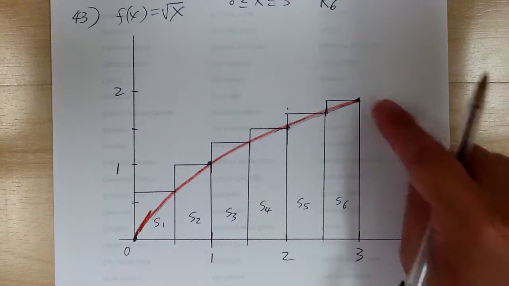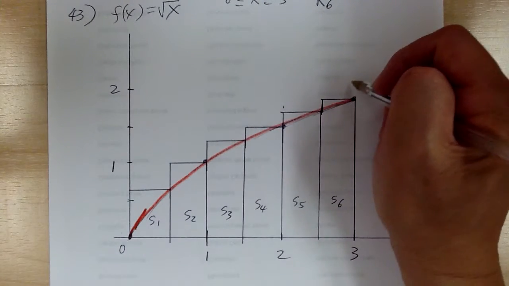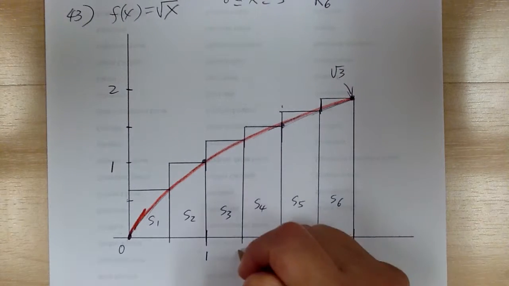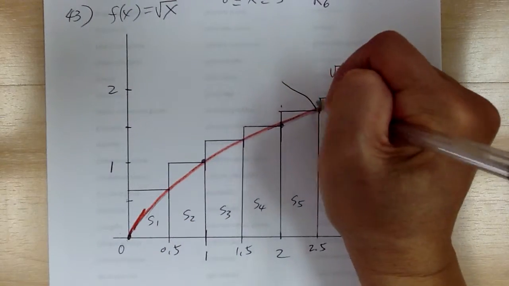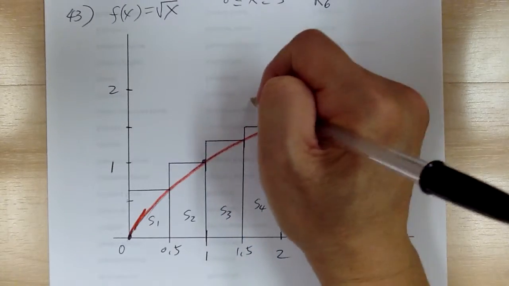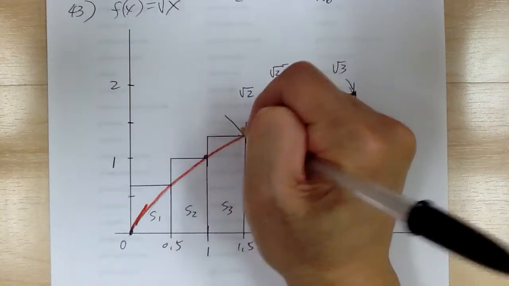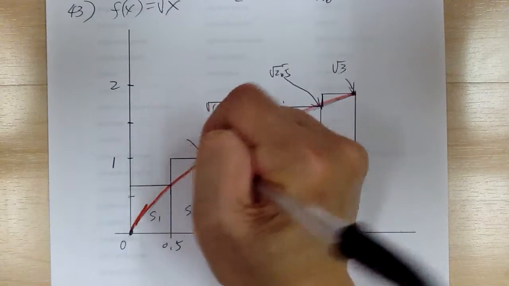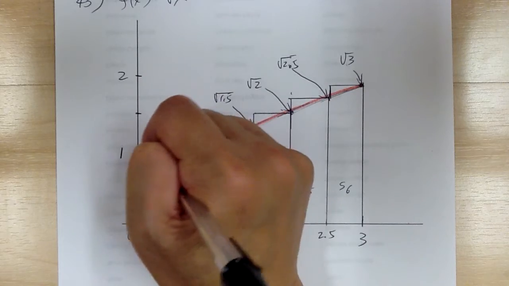Then what you want to do is figure out the height of each point. So when x equal to 3, this is square root of 3 right over here. This one is 2.5, 1.5, 0.5. So this point right over here is square root of 2.5. And this point over here is square root of 2. This point over here is square root of 1.5. And this point over here is square root of 1, which is 1. And this over here is square root of 0.5.